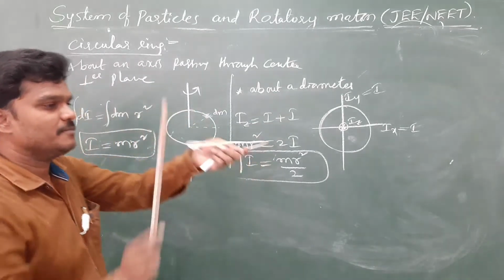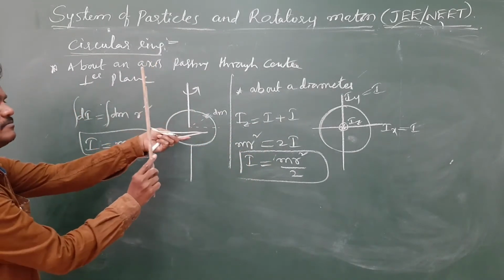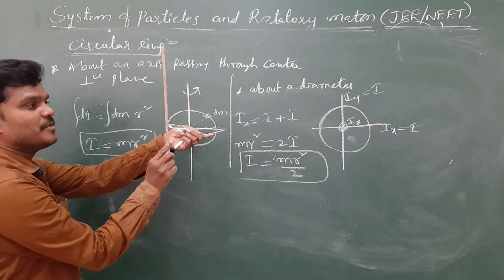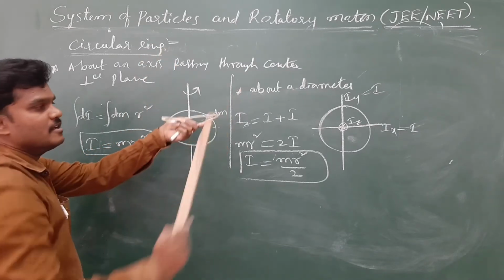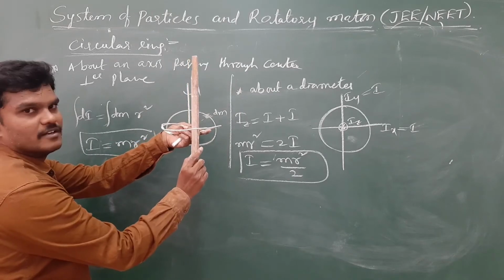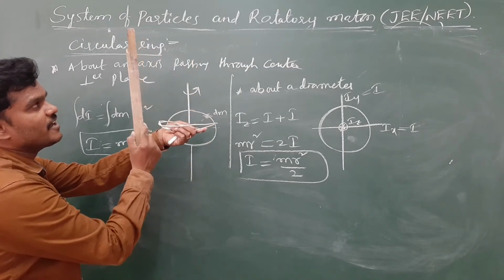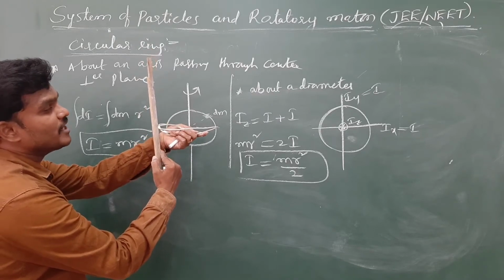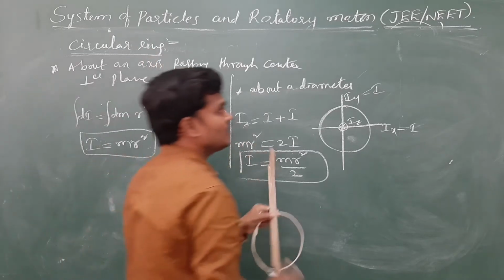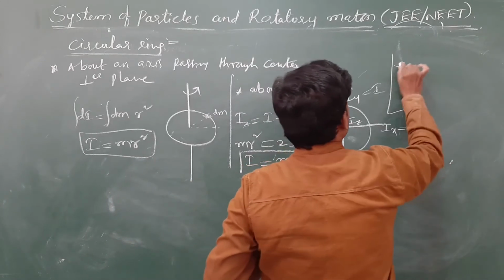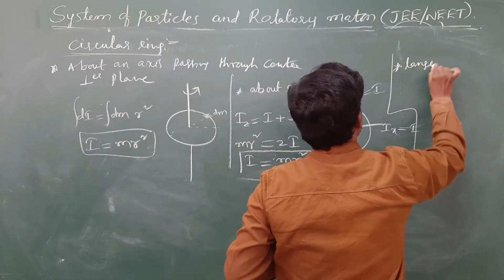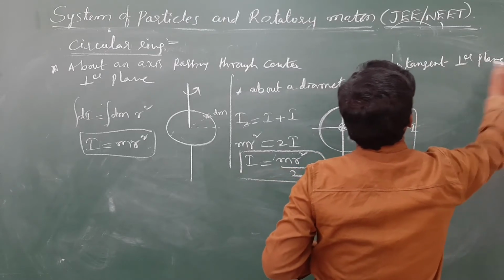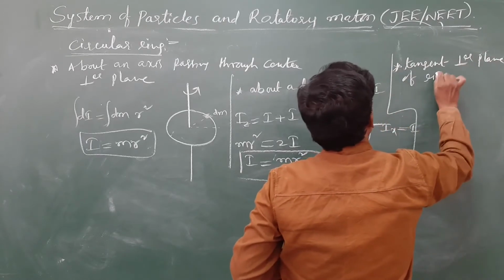Tangent means, let me draw the tangent like this. About this center it is mr square, about a tangent perpendicular to the plane. See, this is the plane. So this is the mr square. Now let me find about this tangential line. Third formula: tangent perpendicular to the plane of the ring, plane of the circular ring.